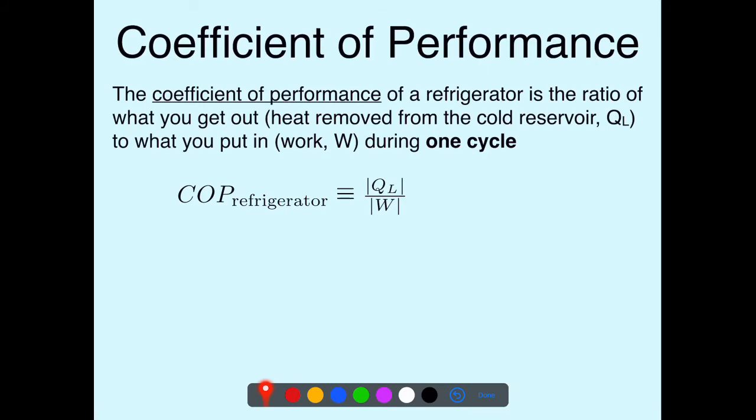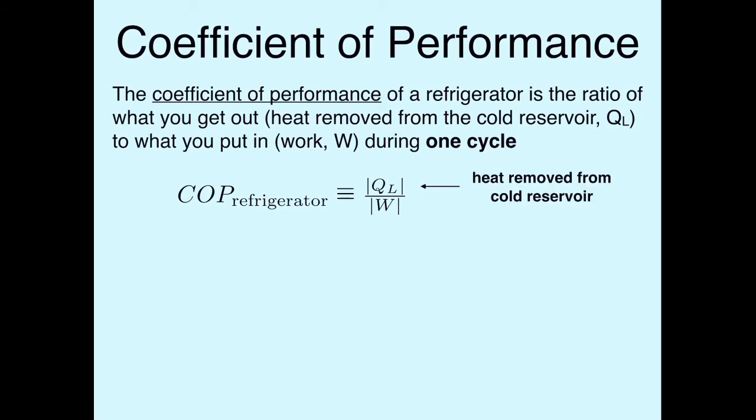A good refrigerator is constantly removing heat from the inside. That's QL. So the ratio of QL to W is telling us basically how good of a refrigerator you have. Okay, so the coefficient of performance is defined as QL divided by W, where QL is the heat removed in one cycle, and W is the work that you have to do during one cycle. So QL, heat removed from the cold reservoir, divided by work done on the gas, the working substance, in one cycle. That's how this is defined.